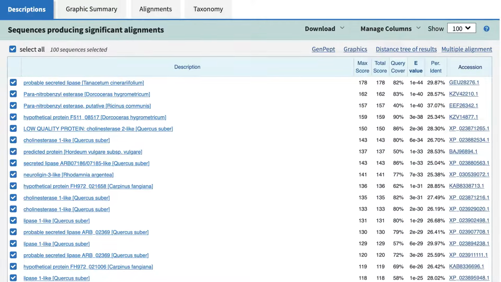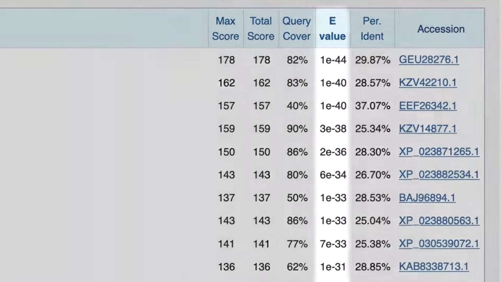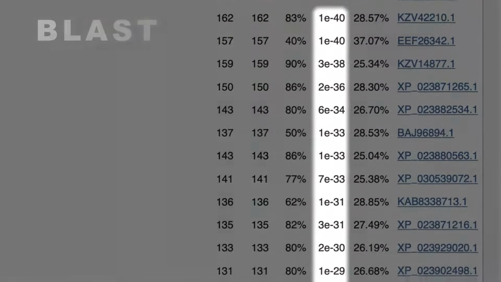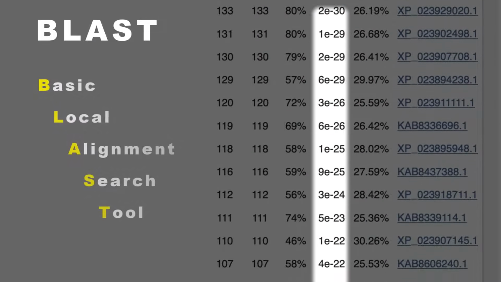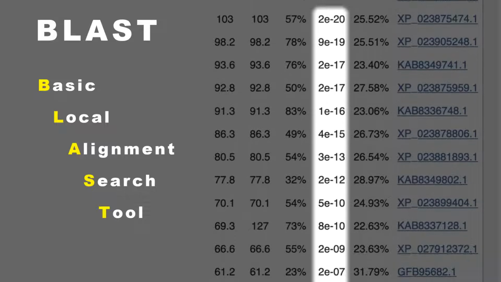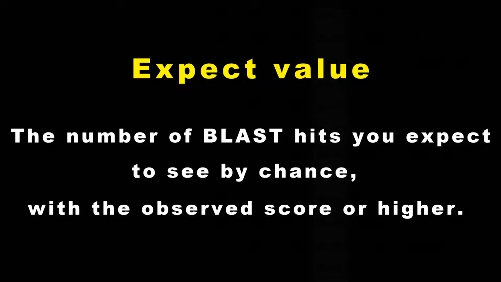This is a simplified guide to the meaning and use of expect values as provided by BLAST, the Basic Local Alignment Search Tool from NCBI. I'll start with about the simplest possible description of what an expect or e-value is: the number of BLAST hits you expect to see by chance. And to be more correct, I'll add, with the observed score or higher.